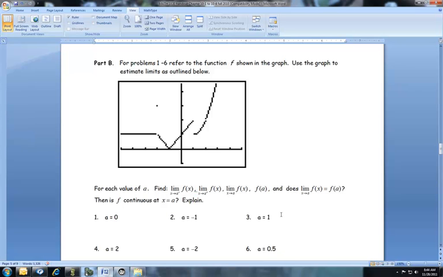What about 0.5? So here's a half. 0.5 is about right here. It is solid, so I should have my functional value, my limit, they should all be equal. It looks like they're going to equal, what, about 1.5? And it is solid, so I know it's continuous.